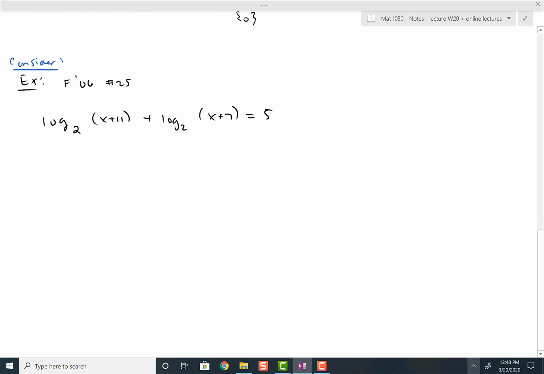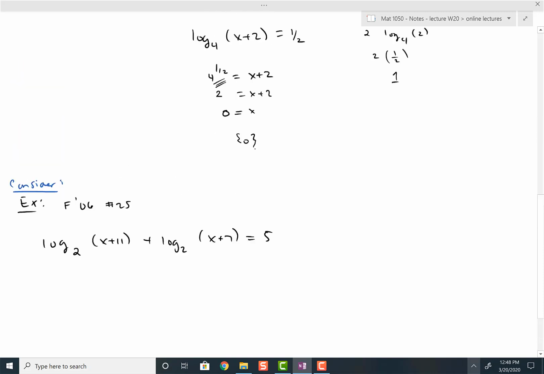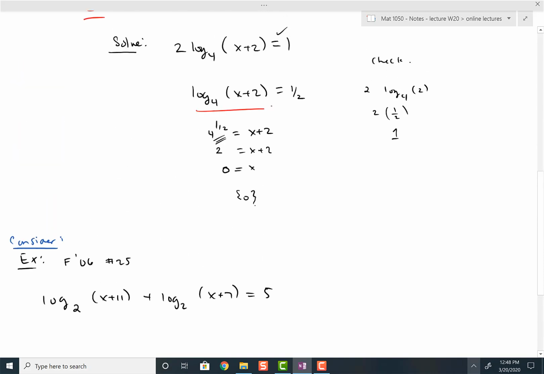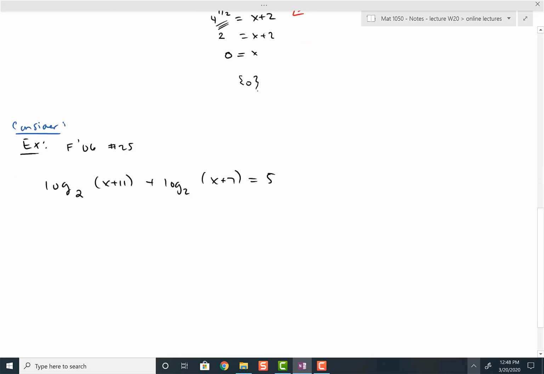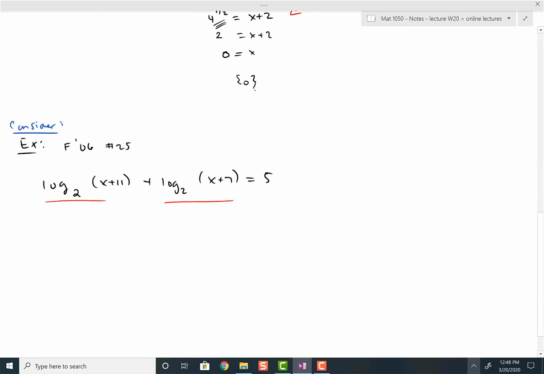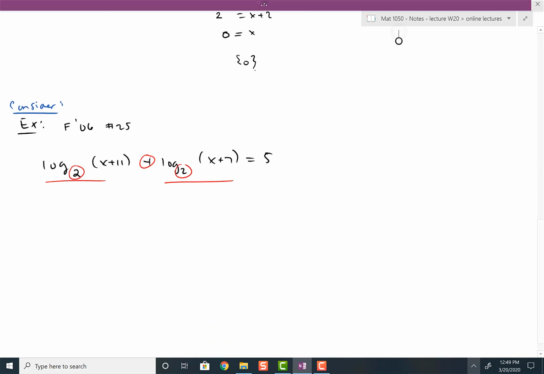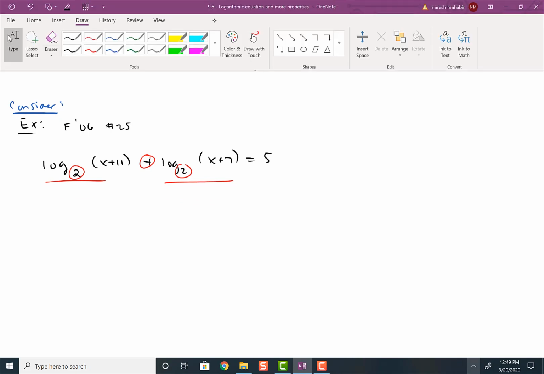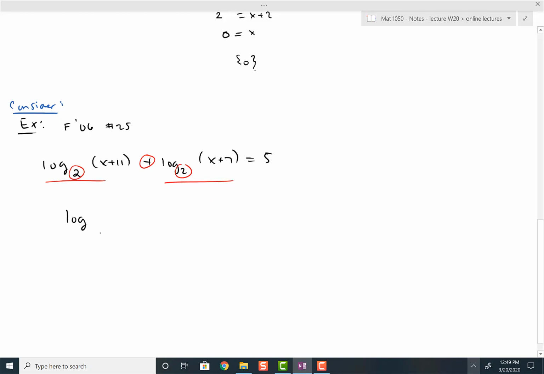Good news. We're trying to solve this, so let's put it all together. We know that if our log is isolated, we could use the definition and turn it back in and solve immediately. Well, I have multiple logs, and I see that they're being added together, and the bases are the same. Since the bases are the same, I can make this log base 2, and then I could be multiplying the 2 arguments together. Equals 5. So now there's only 1 log left, and that's kind of the goal.